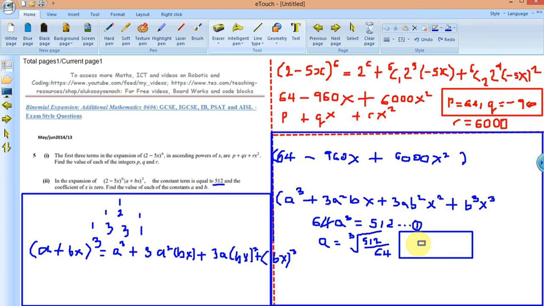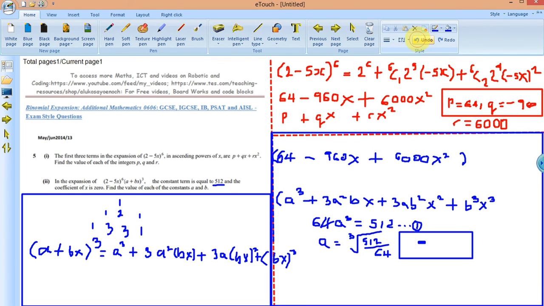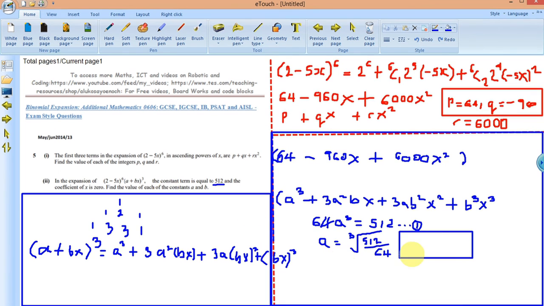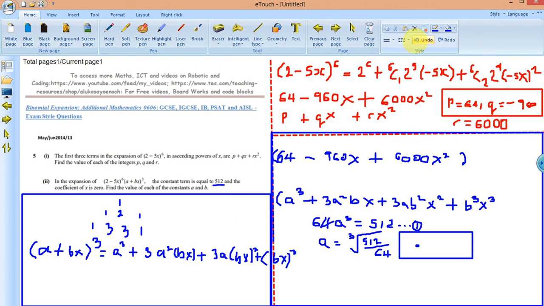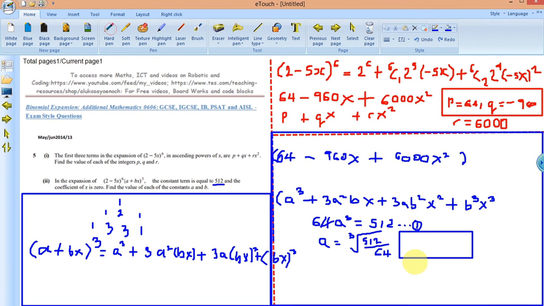Sorry about that. So the first question, because I'm finding the value of each of the constants. So the first one, why am I like this? Sorry about that. Can you take out a pen? So a equals 2. I'm just very fortunate that a can easily come out like this.